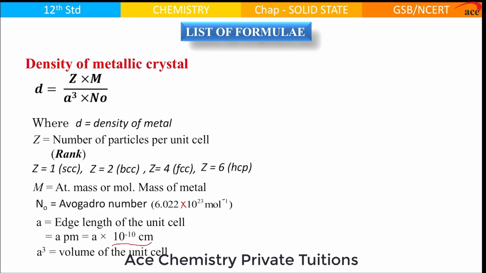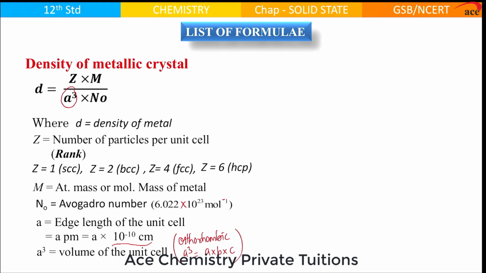If a is the edge length of the cube, then a cube is the volume of the cube. So remember, a cube is the volume of the cube. Now imagine you are dealing with orthorhombic solids. Then in the place of a cube, the volume will be given by the formula a multiplied by b multiplied by c. All three parameters multiplied together will give you the volume of an orthorhombic cell.